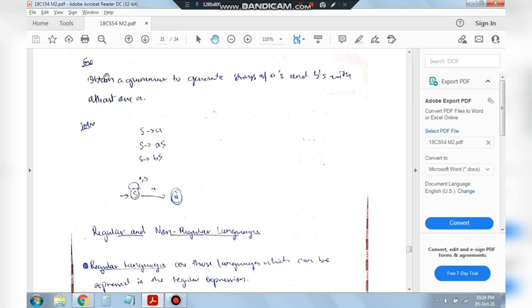Here is a similar question in which we have to obtain a grammar to generate the strings of A's and B's with at least one A. Here B is included, so I'll have a self loop for B also, and the ending position will go through A only.